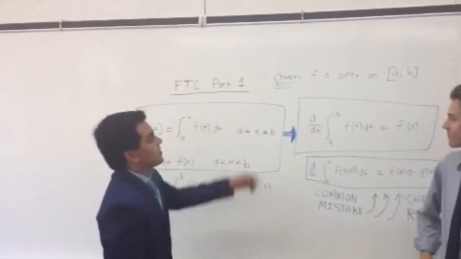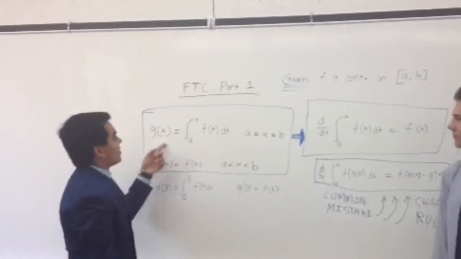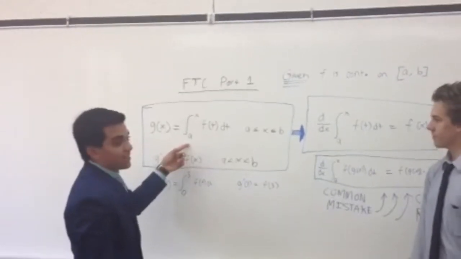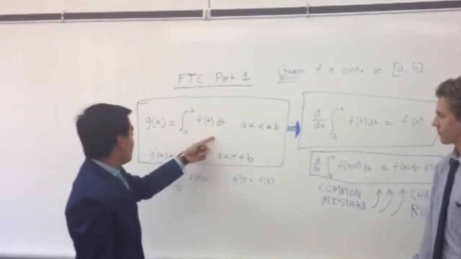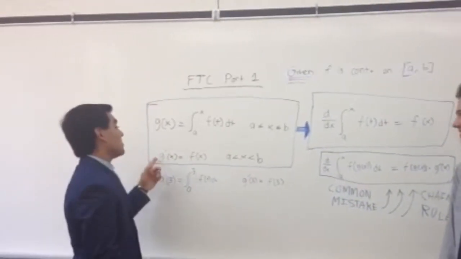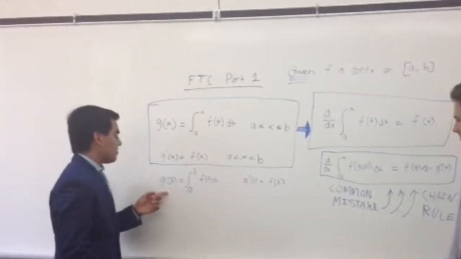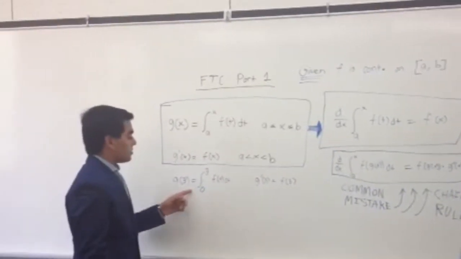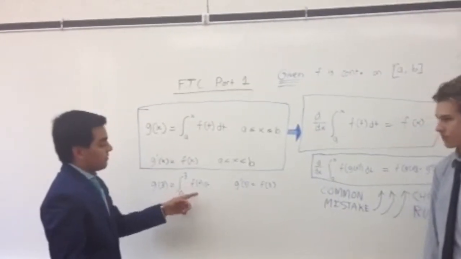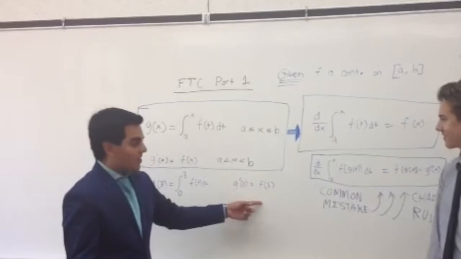Given that f is continuous on the interval from a to b, and g of x equals the integral from a to x of f of t dt, we know, according to the fundamental theorem of calculus, that g prime of x equals f of x. A simple example to demonstrate would be if g of 3 equals the integral from 0 to 3 of f of t dt, then g prime of 3 is simply f of 3.